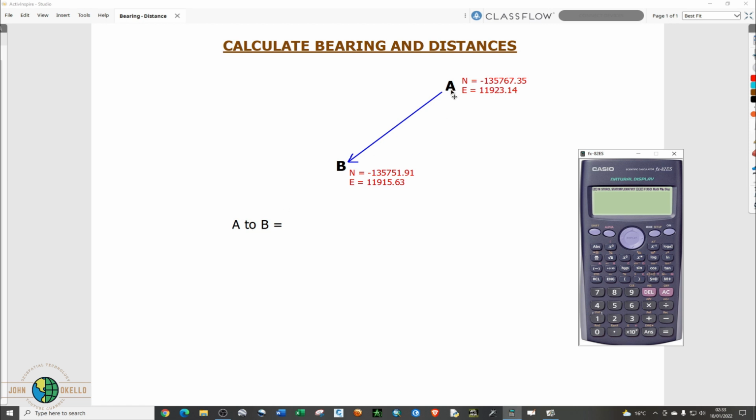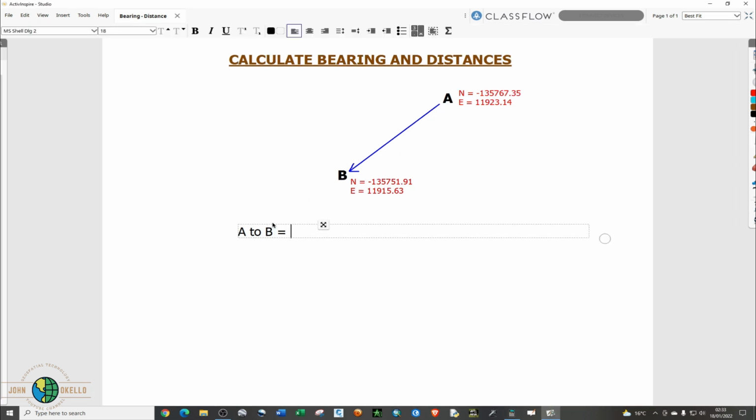So if you want to calculate the distance and bearing from point A to B, what you will do on the calculator is just type in Pol, first the northing of A, then the northing of B, then comma.